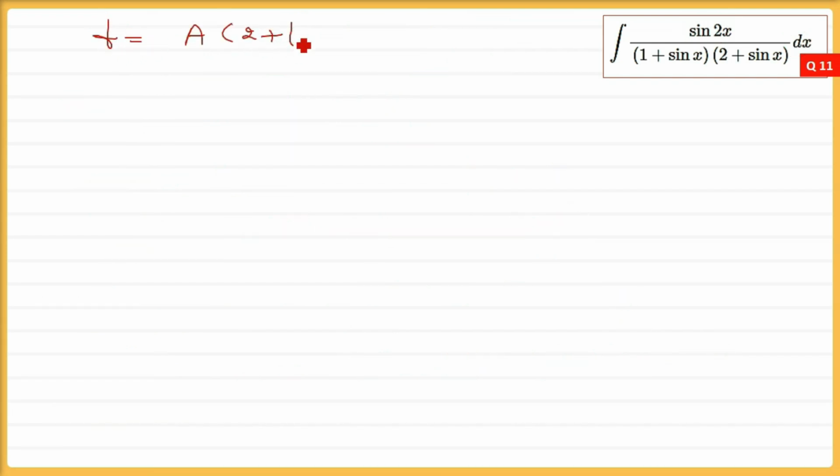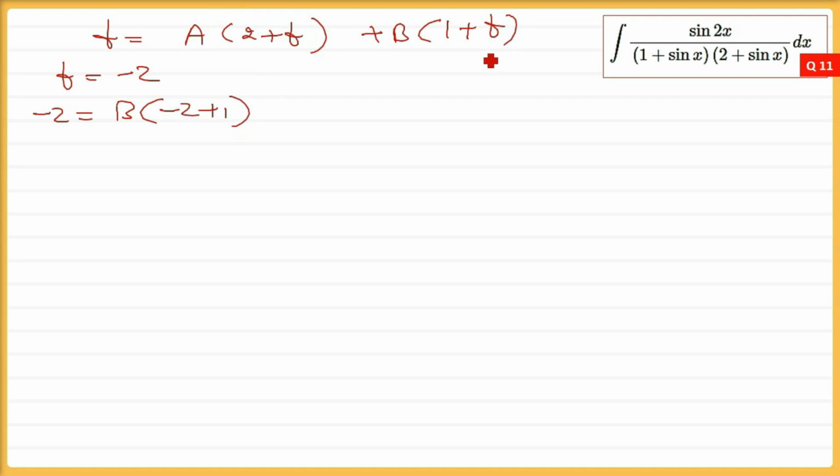So t equals A into 2 plus t plus B into 1 plus t. This is what we have got already. So put t equals -2 first, both sides. So the A term will become 0, B into 1 minus 2 will come. That is -2 plus 1. So -2 will be equal to B into -1. So B equals 2.